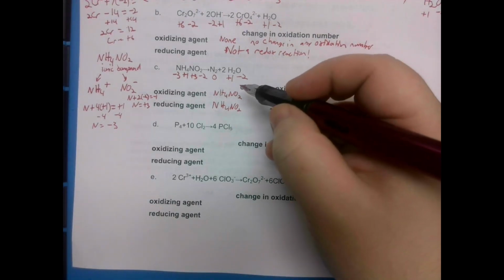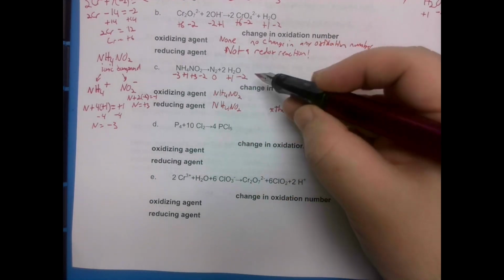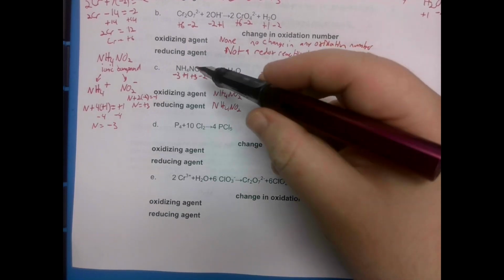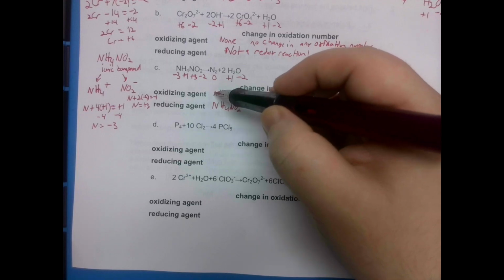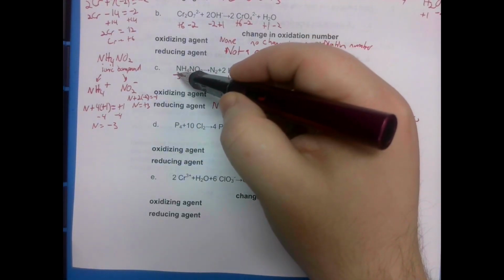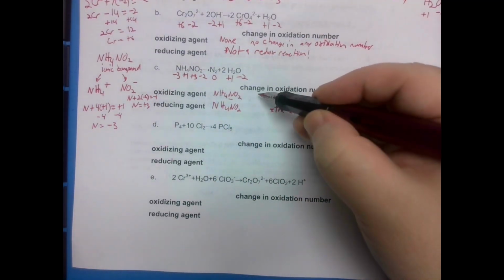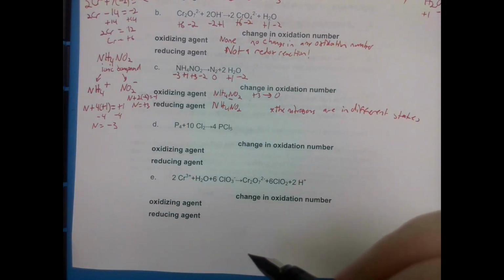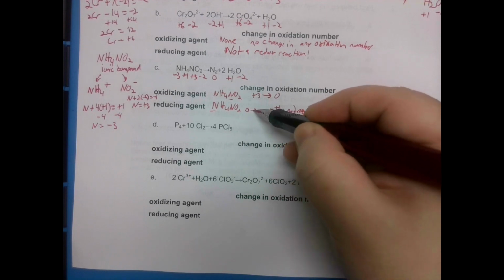So for the oxidizing agent, it's going to be the one that is being reduced. The one being reduced is this one. It's going from +3 to 0. It's oxidizing this one. This one is going from 0 to +3.